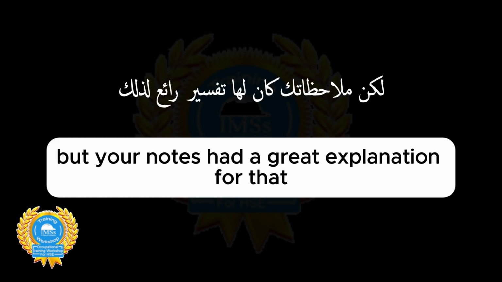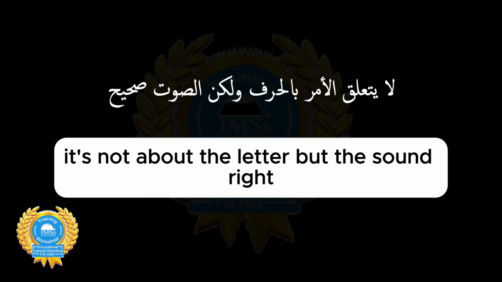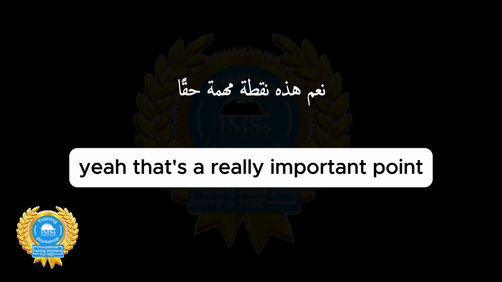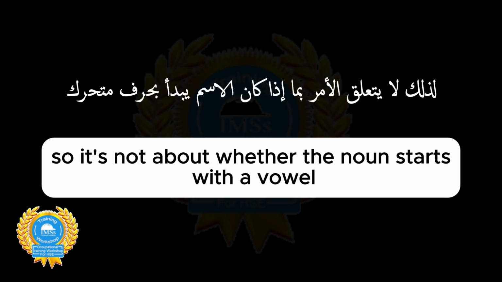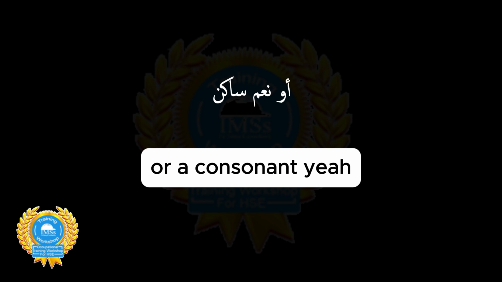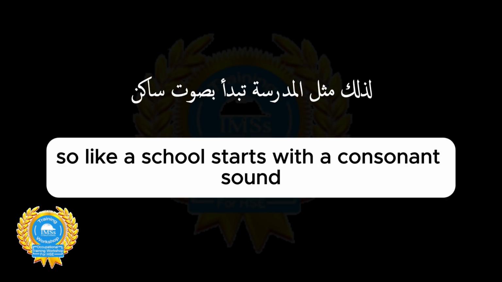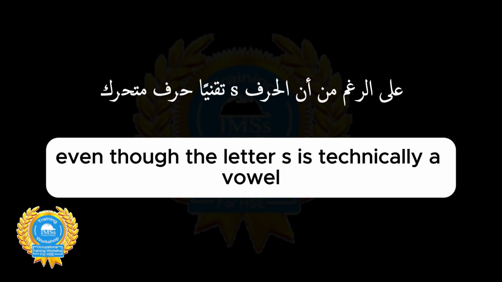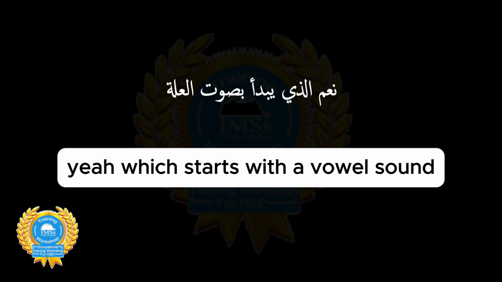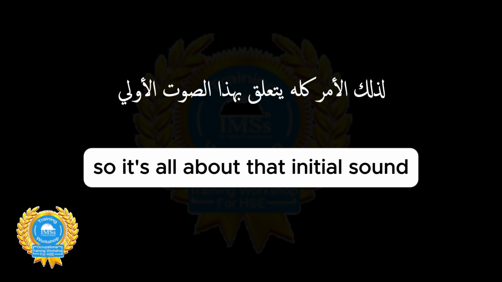Now, the choice between "a" and "an" always trips people up, but your notes had a great explanation for that. It's not about the letter, but the sound, right? That's a really important point. It's not about whether the noun starts with a vowel or a consonant. It's about the sound it makes. So "a school" starts with a consonant sound, and then you have "an apple," which starts with a vowel sound. So it's all about that initial sound.